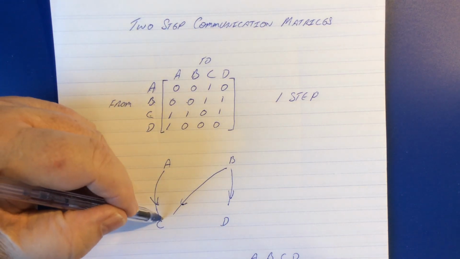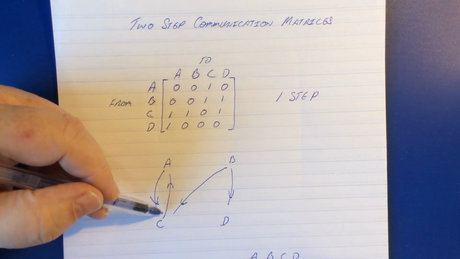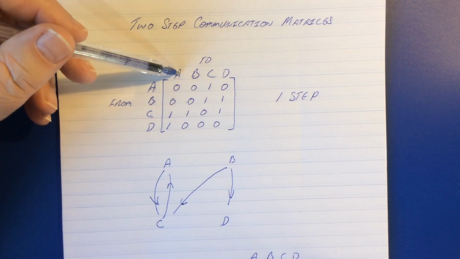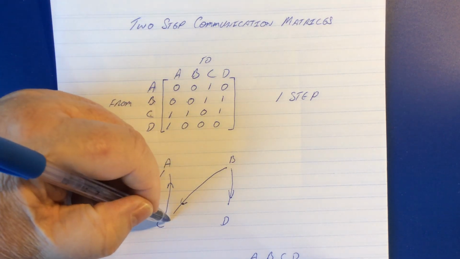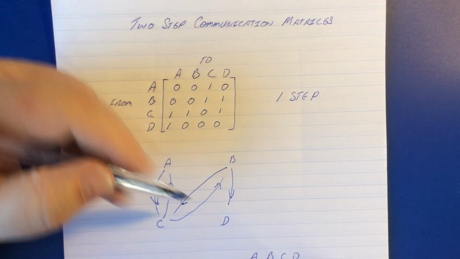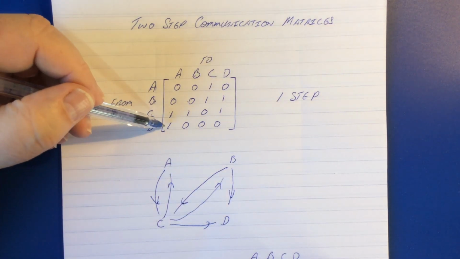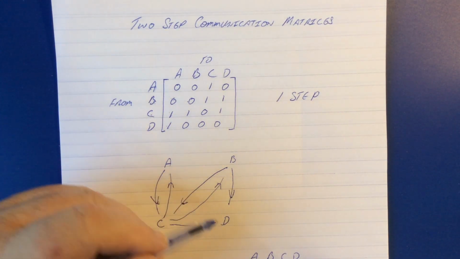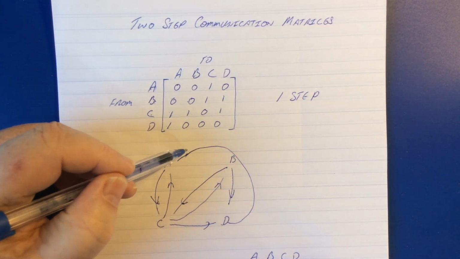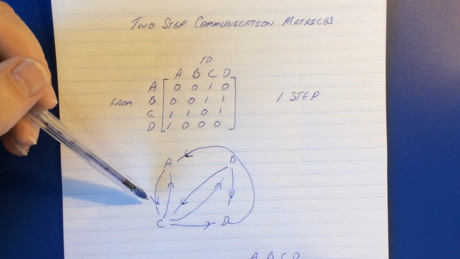C to A, there is 1. Now, these note the direction in which the communication occurs. C to B, C to C, nothing. C to D. Bottom row, D to A. Now, I'll just run this around here so it's really clear. Okay, this is our communication network.